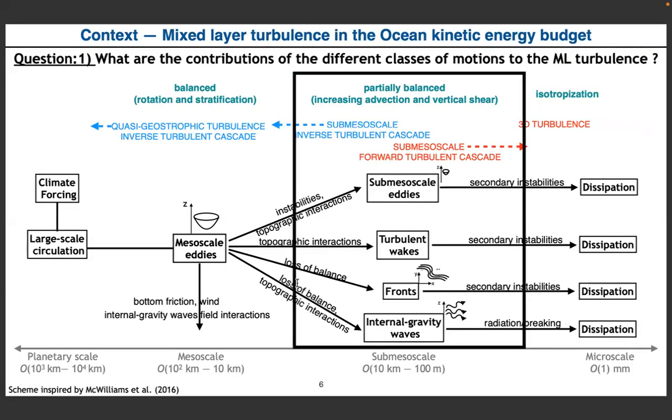The submesoscale doesn't account for less energy than the mesoscale, but it plays a pivotal role in the direction of the energy transfers. So it is key to understand the submesoscale turbulence to understand the ocean dynamic. In this study, we want to characterize the submesoscale turbulence taking place in the mixed layer. And we want to assess the contribution of the different classes of motion: the submesoscale eddies, fronts, and internal gravity waves.